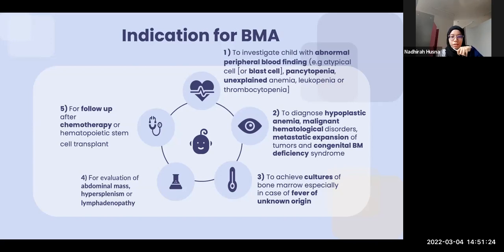The third one, we want to achieve culture if the patient is suspected with fever of unknown origin. And then we want to do further evaluation if the patient came with abdominal mass, hypersplenism, as well as lymphadenopathy. And then we want to do follow-up of treatment. For example, like chemotherapy or hematopoietic stem cell, we want to see how was the progression and the response towards the treatment offered to the patient. Next.